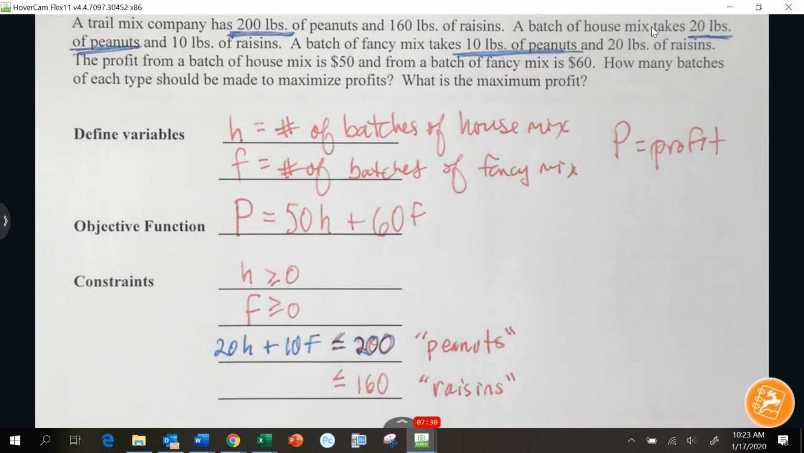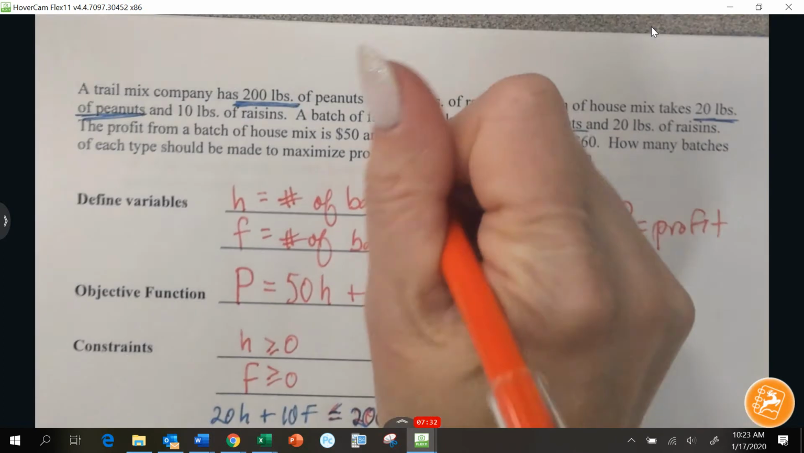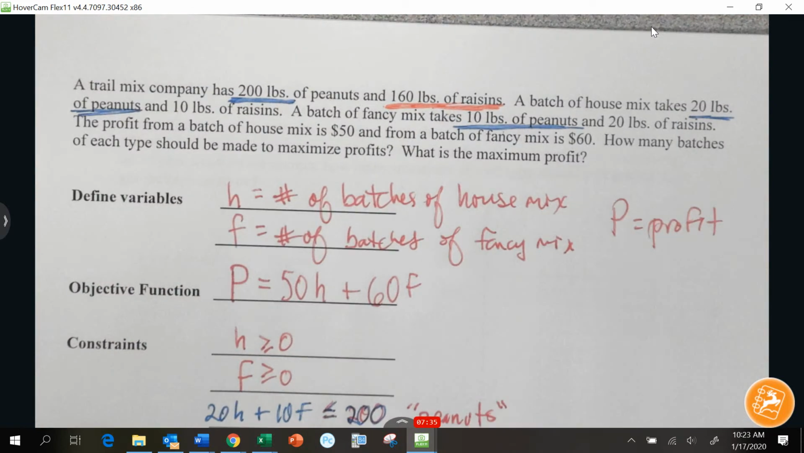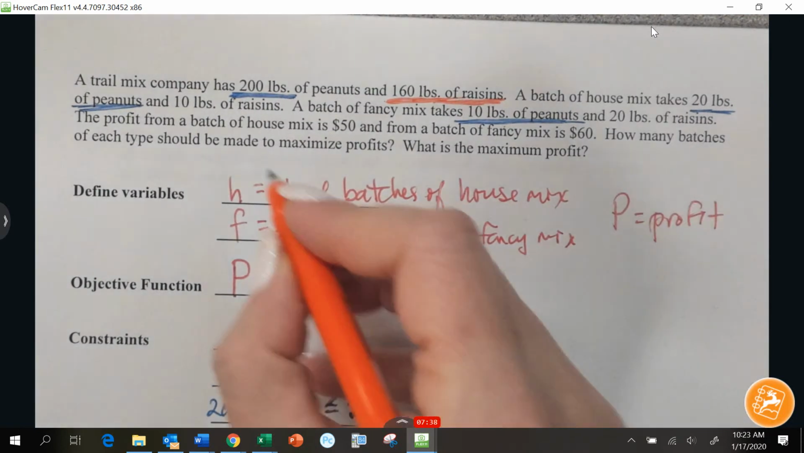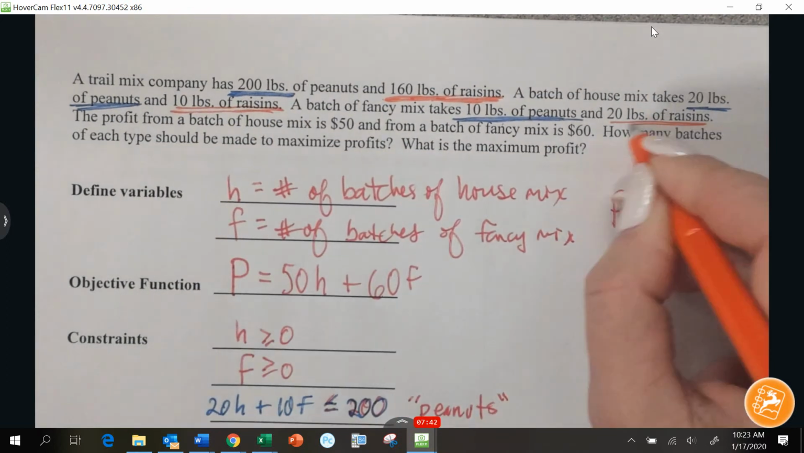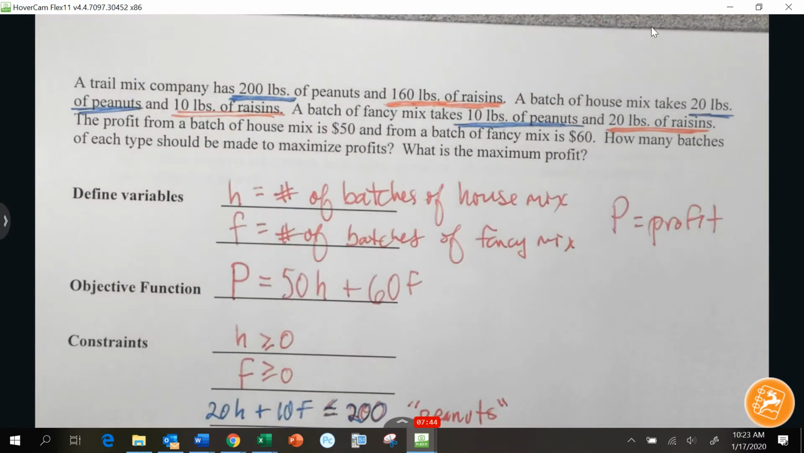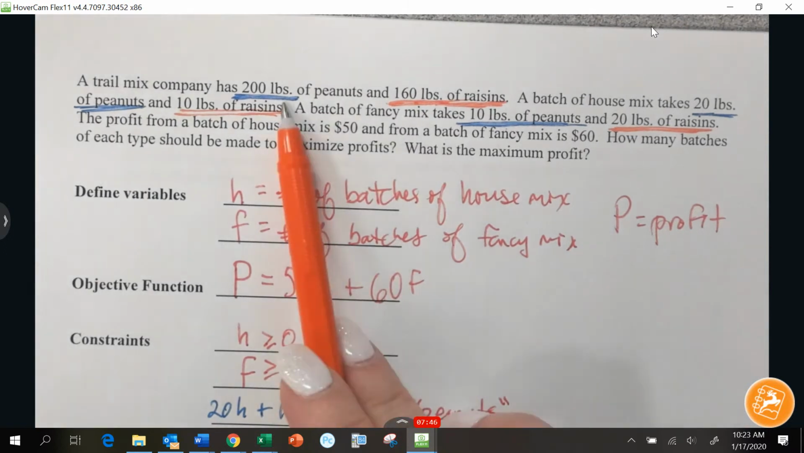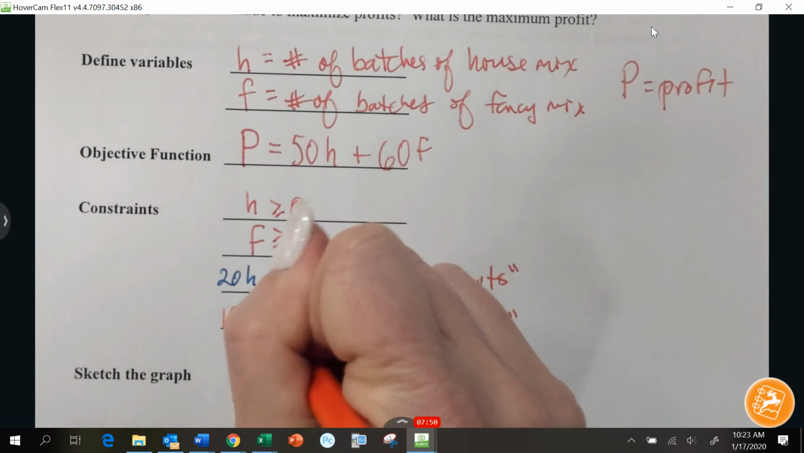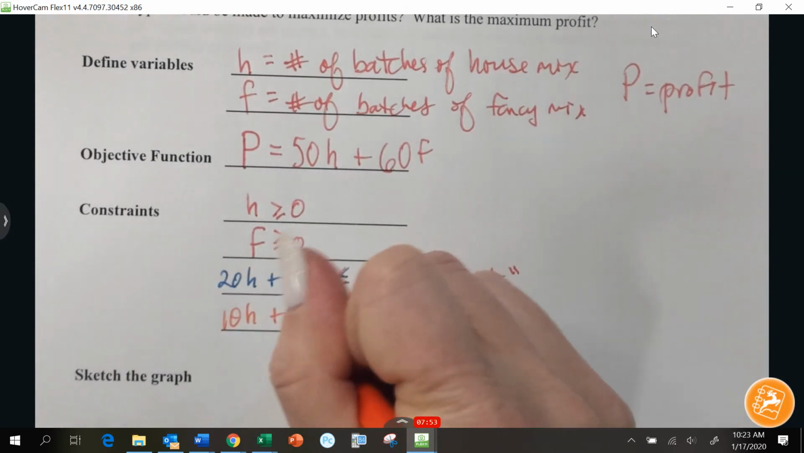Okay. The other thing we have is 160 pounds of raisins. So I'm going to find the other stuff that has to do with raisins: 10 pounds of raisins and 20 pounds of raisins. So that's all one equation. 10 pounds of raisins is house, so 10H plus 20F.